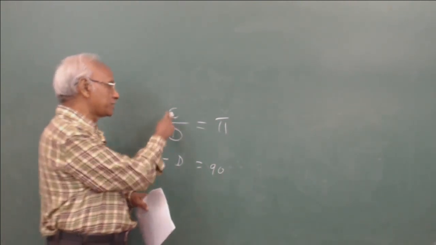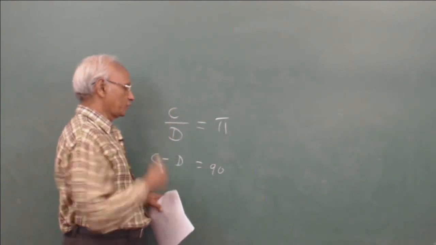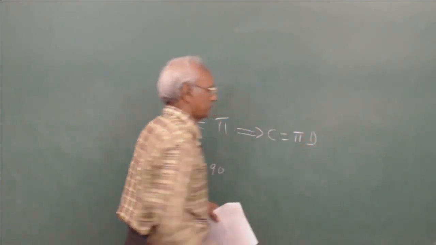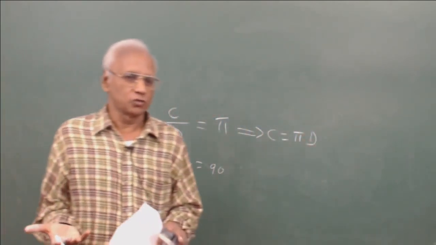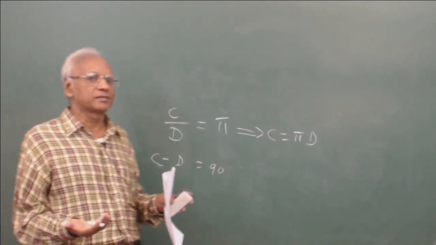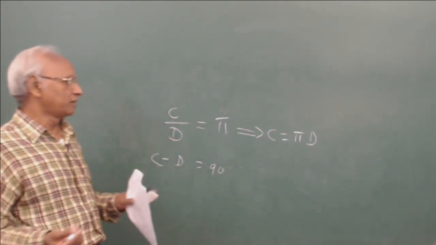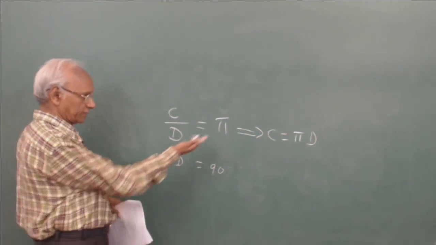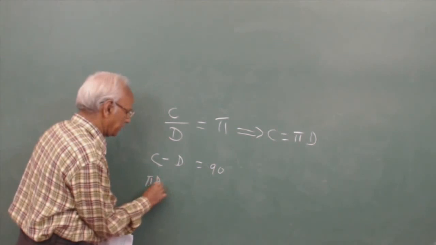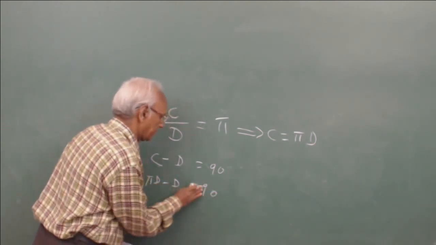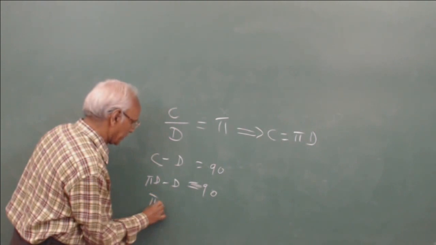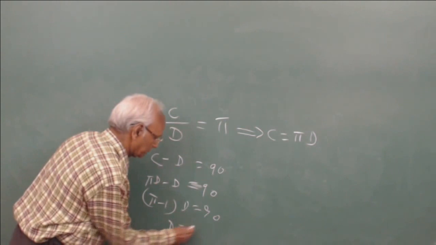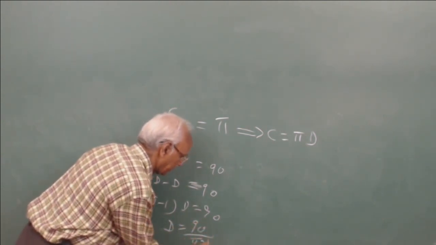But there is a connection between C and D also because of this relation: C is equal to pi D. This we can write from this. Pi D is the same as 2 pi r, where D is 2r. People are more familiar with radius, so they may say 2 pi r, but whether you call it pi D or 2 pi r, both are the same. So C minus D is 90. Substituting for C, pi D minus D is equal to 90. So I can say (pi minus 1) into D is equal to 90, or D is equal to 90 divided by (pi minus 1).